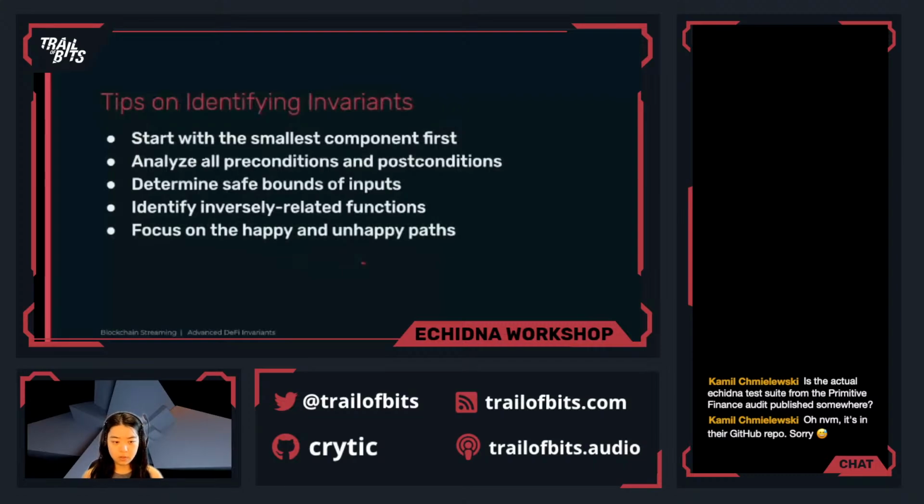The previous point about analyzing preconditions and postconditions, also analyzing what is the expected happy path for a user and what is the unhappy path and what is expected to happen in an unhappy path. Keeping that in mind can help you write and identify where these invariants are.